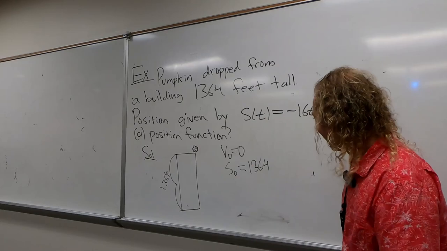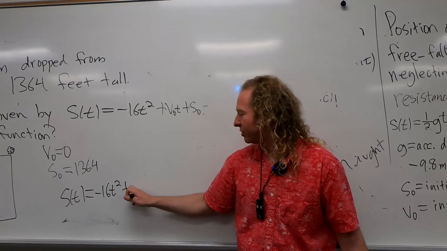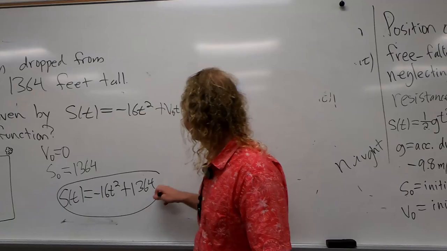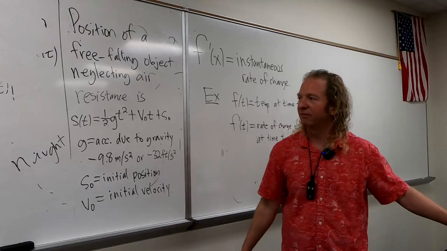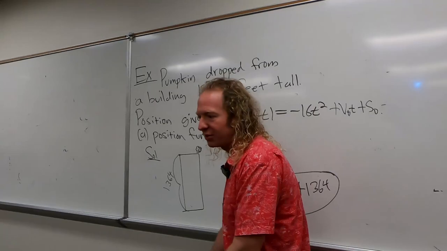All right, that's it. So s of t is just negative 16t squared. V naught is zero, so that's going to go away, plus 1364. That's it. That's the position function. I know, it's pretty easy. It's not bad. When would the V naught change into a different number? It would give it to you. If it said Joey kicks a pumpkin into the air at an initial velocity of 100 feet per second, then it would be given to you.